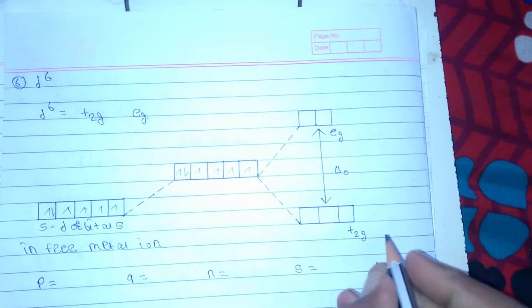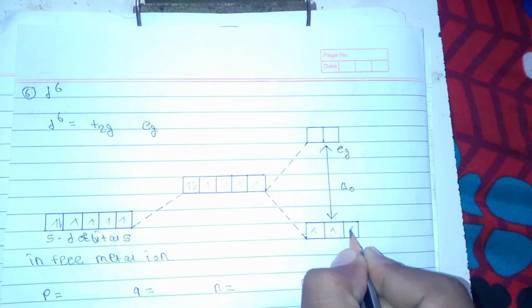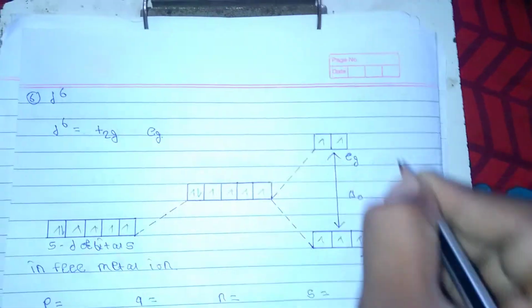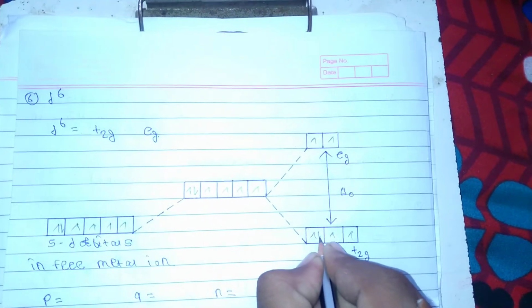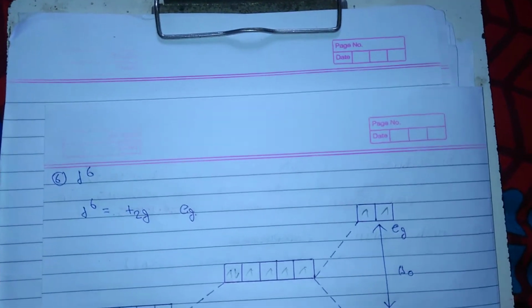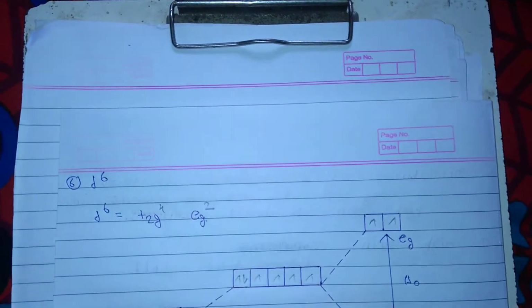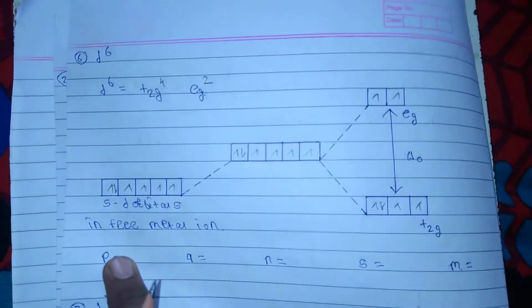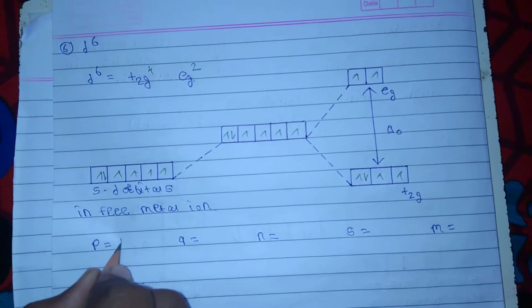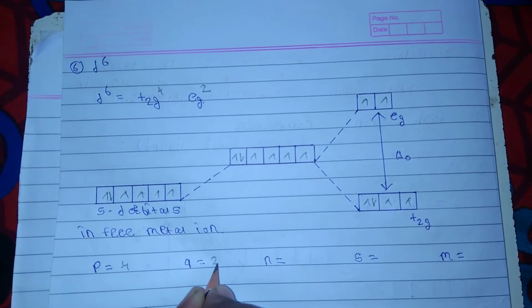So the first 3 electrons go in the T2G set, means 1, 2, 3. The 4th and 5th electrons go in the EG set, and the 6th electron goes in the T2G set. So the distribution of the D6 electrons in the T2G and EG sets is T2G 4 and EG 2. Then P is equal to the number of electrons present in T2G, means 4. The number of electrons present in EG, Q, is equal to 2.